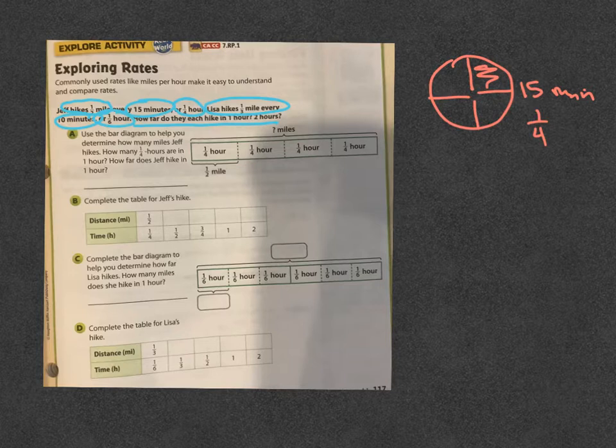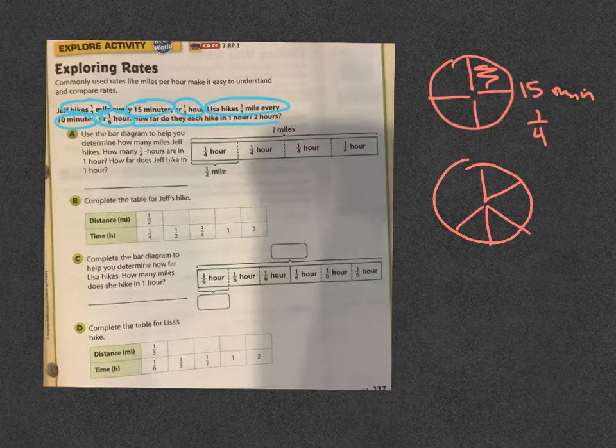Lisa is going every 10 minutes. If I split the clock into the 10-minute increments, every 10 minutes is 1/6 of an hour. Again, they gave that to us, but always good to do a quick review on that. So then our next step would be to draw it, but it looks like they've kind of done that for us. They said, okay, in 1/4 of an hour, this is Jeff.